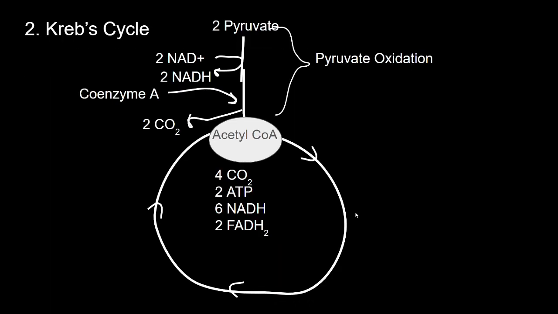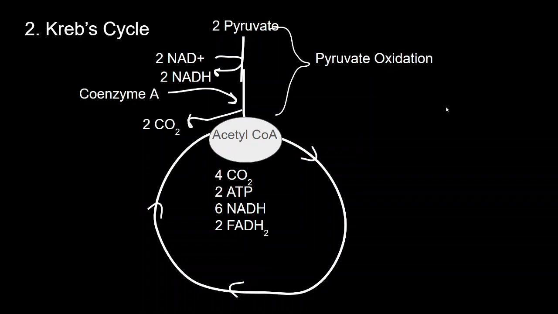So the Krebs cycle is also a really complicated cycle with a bunch of intermediates and chemical reactions going on. But you don't have to know every single step. What you do need to know are the general, really important general concepts. Those general concepts being, number one, pyruvate oxidation.